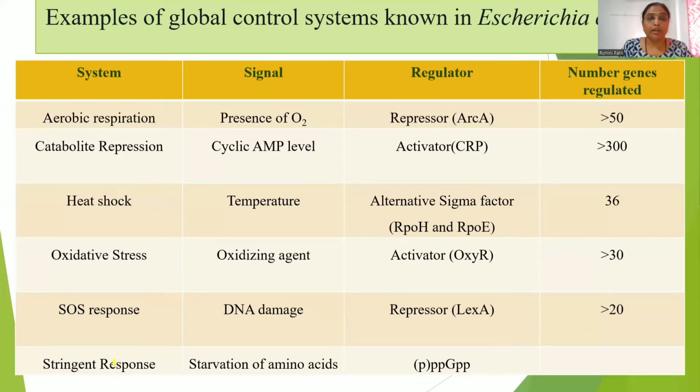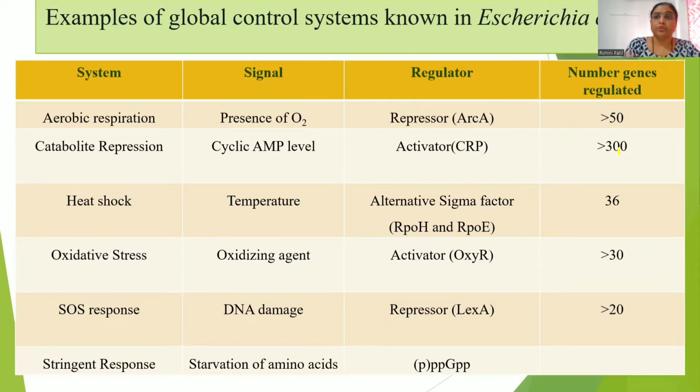We all know well about catabolite repression. It is the system which allows the use of carbon other than glucose. When there is a depletion of glucose in the medium, the organism switches towards other carbon sources, and there are abundant carbon sources which can be utilized by the microorganisms. And here CRP, which is an activator involved in this catabolite repression, controls about 300 genes.